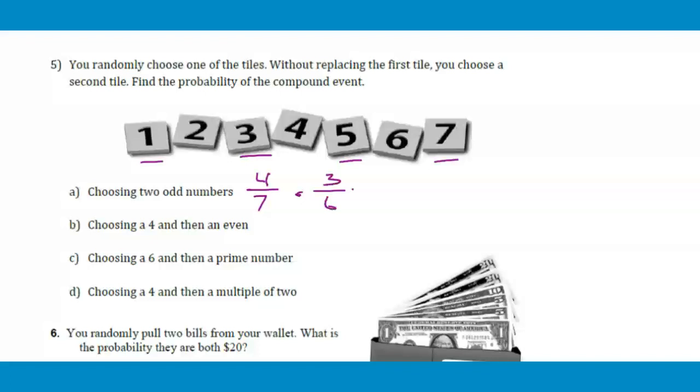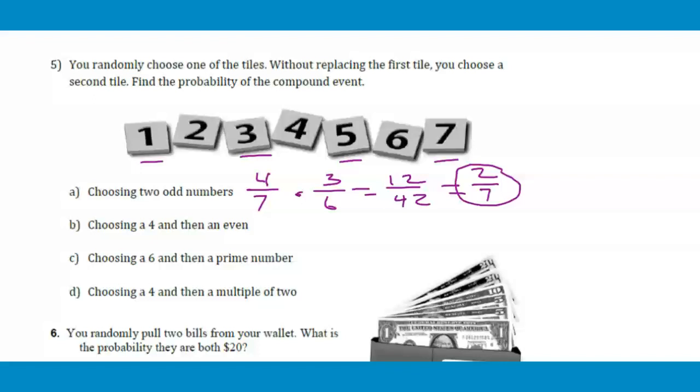When you multiply those, you could simplify before multiplying, but I'm just going to multiply and that gives me 12 out of 42. 7 times 6 is 42. And I can simplify that. Both of those are divisible by 6. And that gives me 2 out of 7. There's your probability. 2 out of 7. Right? Did I multiply that right? Divide by 6, divide by 6, 2 out of 7.